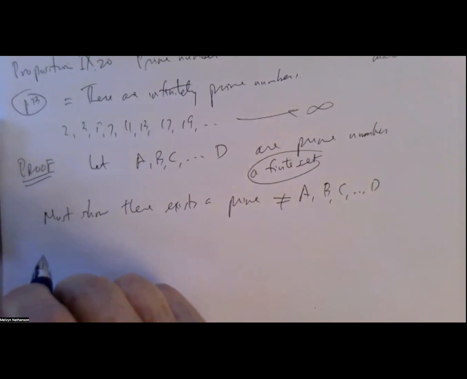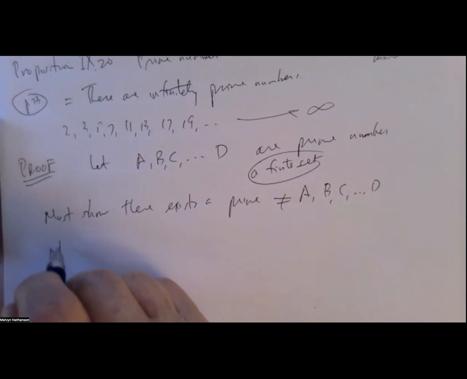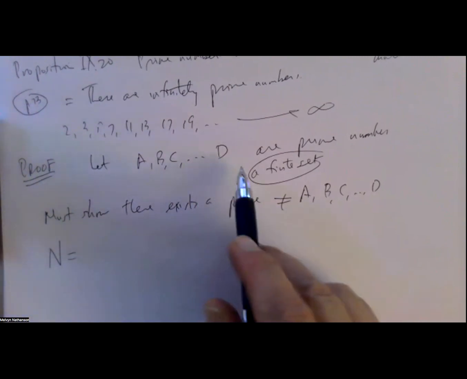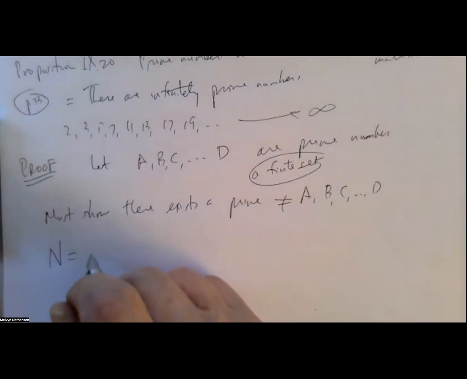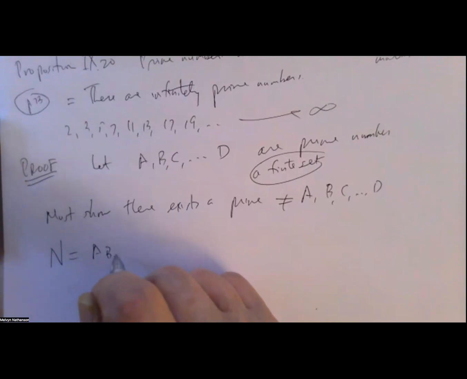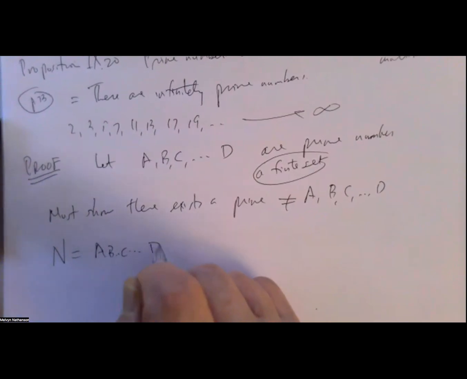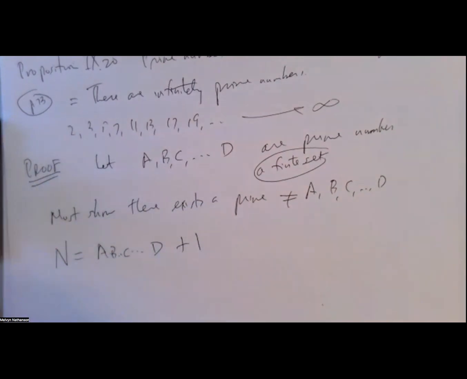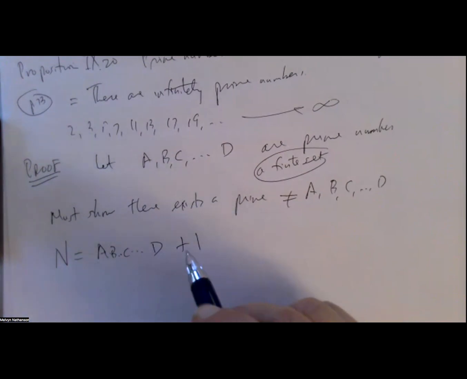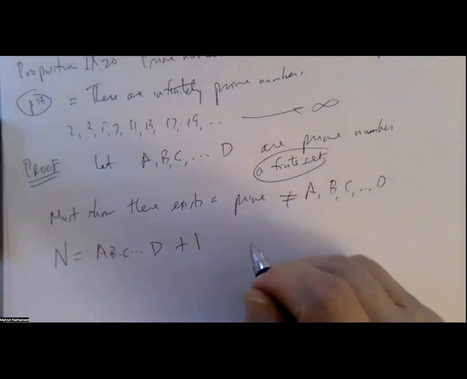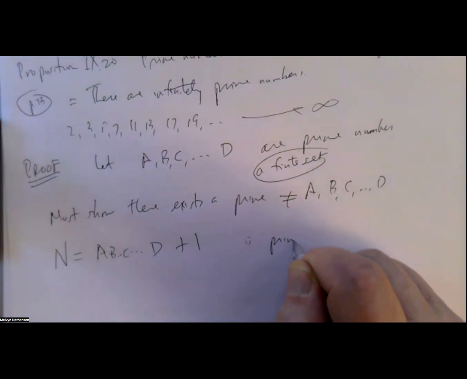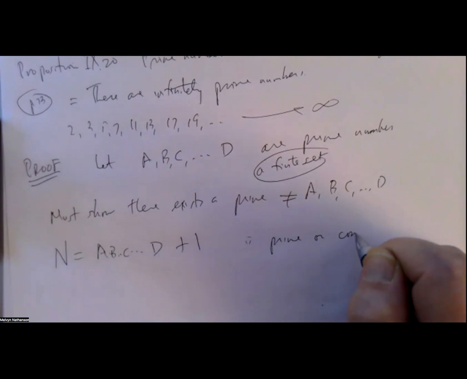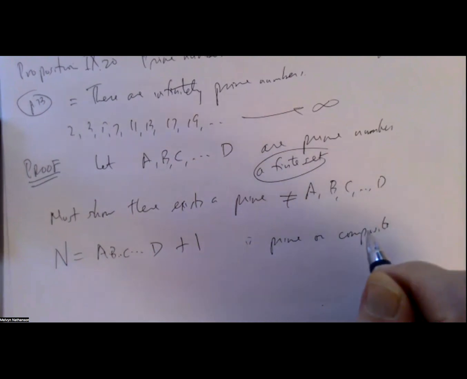So Euclid's brilliant idea, sorry, not Newton, Euclid's brilliant idea is to let n be this: if you have a finite set of numbers, you can multiply them together. So multiply together A times B times C, all these numbers up to D. That's this product of prime numbers, and add 1 to it. Okay? So this is a number bigger than 1. So this is either prime or composite.